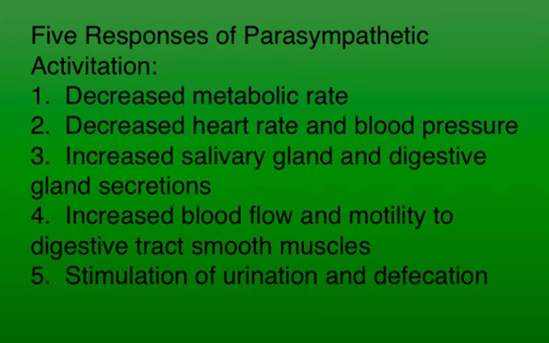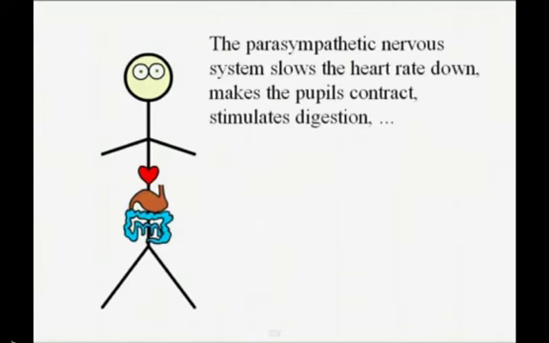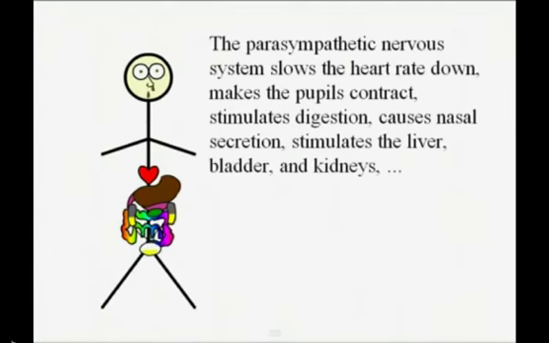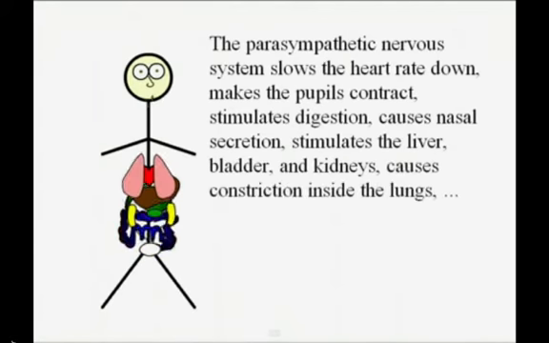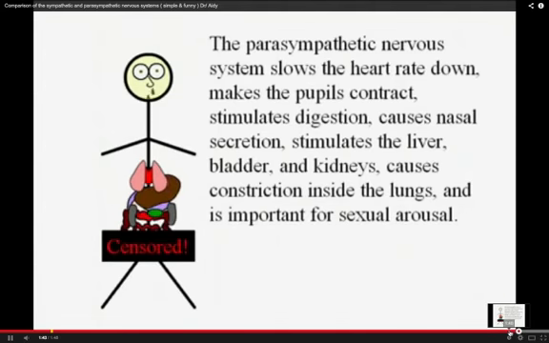When the parasympathetic nervous system is activated, a person will observe several changes in their body. Their heart rate will slow down. Their pupils will constrict. They will start to digest the food they've just eaten. Nasal secretions will start, causing their nose to run. Their liver, bladder, and kidneys will be stimulated. Their lungs will constrict, causing decreased respiration. And also, the parasympathetic nervous system is important for sexual arousal.